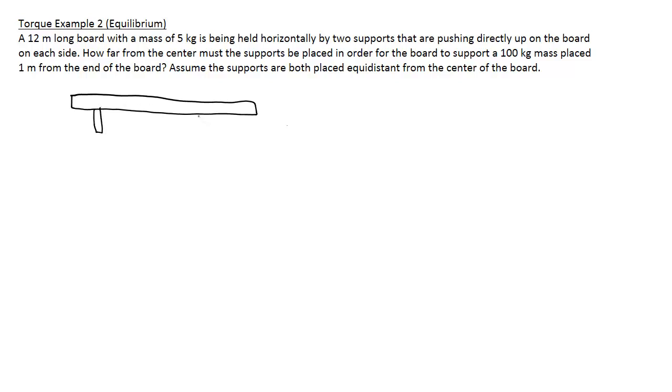supports. So we have a support somewhere over here, we have a support somewhere over here. They're on each side of the center. We know that they're equidistant from the center of the board. So if I draw the center of the board, I know that this is going to be my center of mass, and I know that it's 6 meters from the center of mass to each side of the board. And I know that these supports are equidistant. I don't know how far they are. That's what we're trying to find. So I'm just going to label those as x.